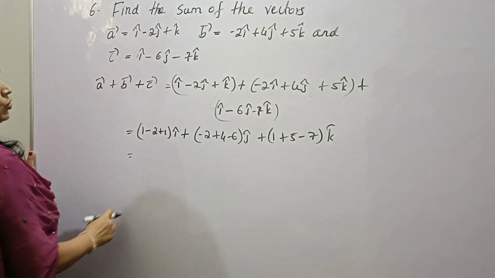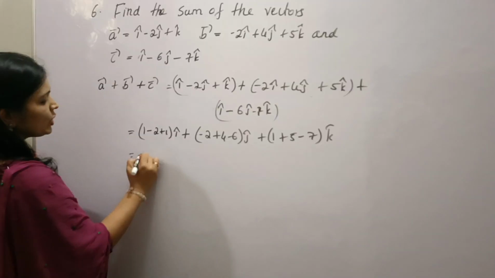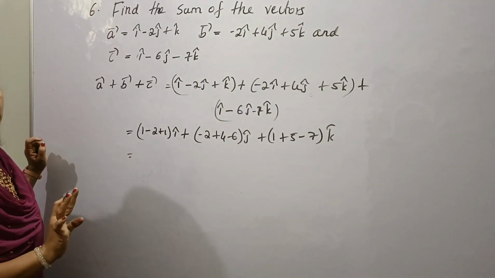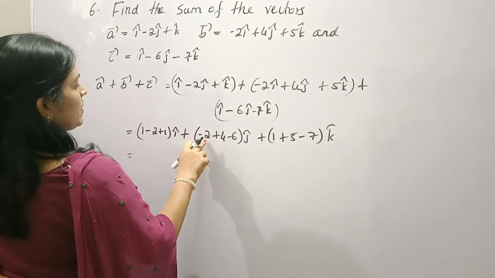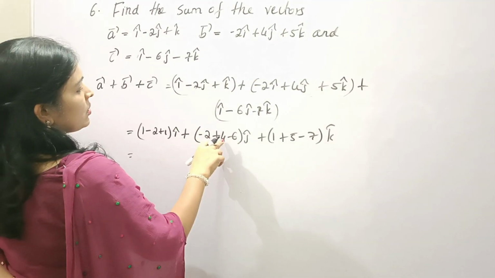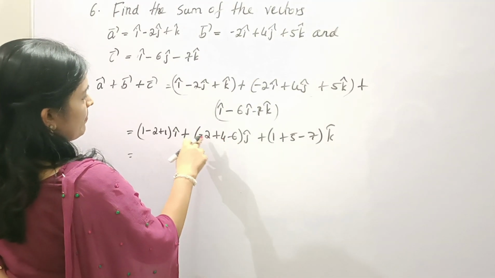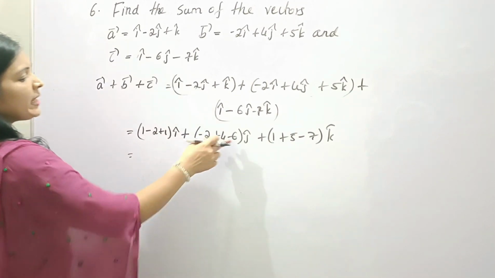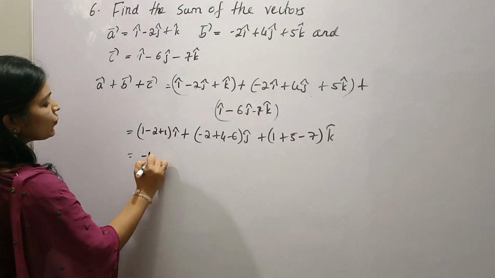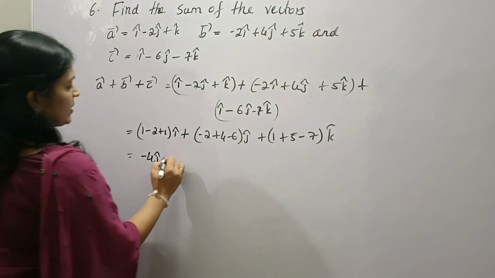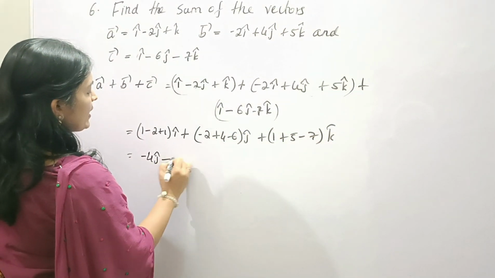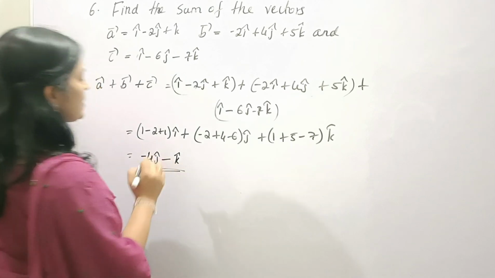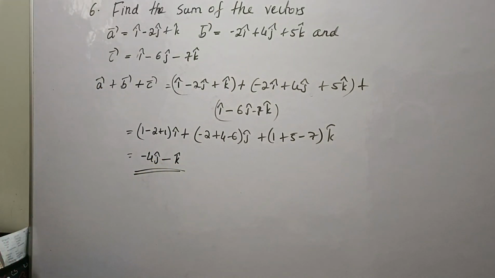That is equal to 0i, that is, it is 0. Next is minus 2 plus 4 minus 6, that is minus 4, so minus 4j. And then 1 plus 5 minus 7, that is minus 1, so minus k. So it is the sum of the given three vectors.